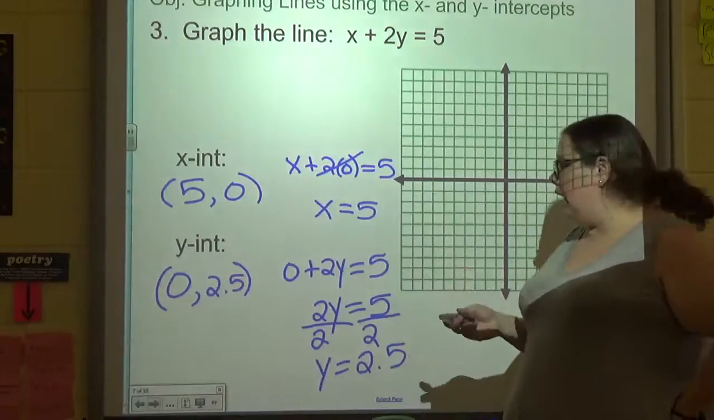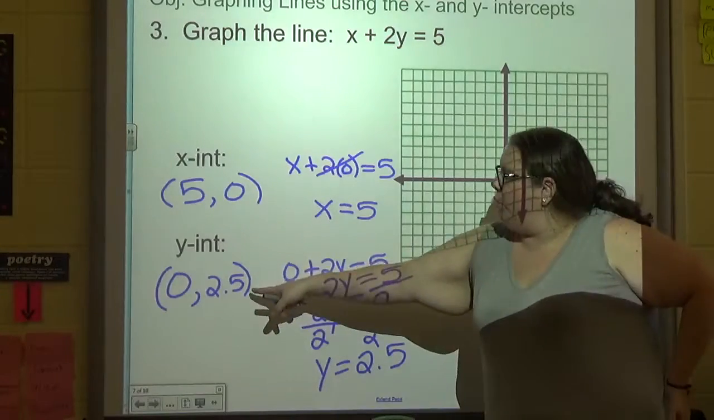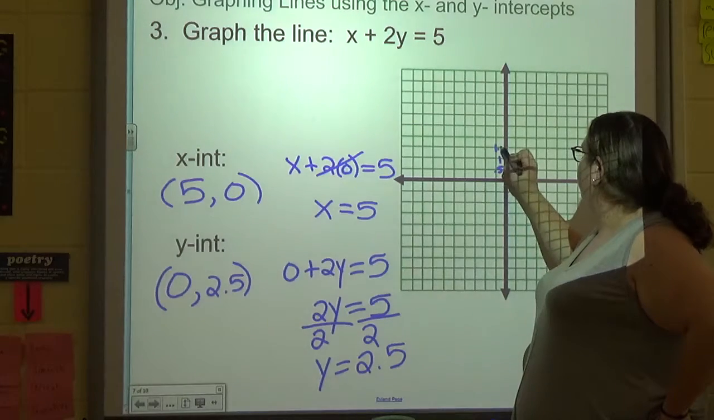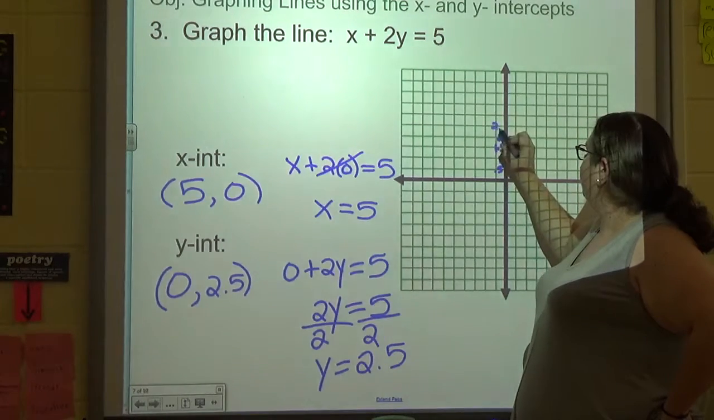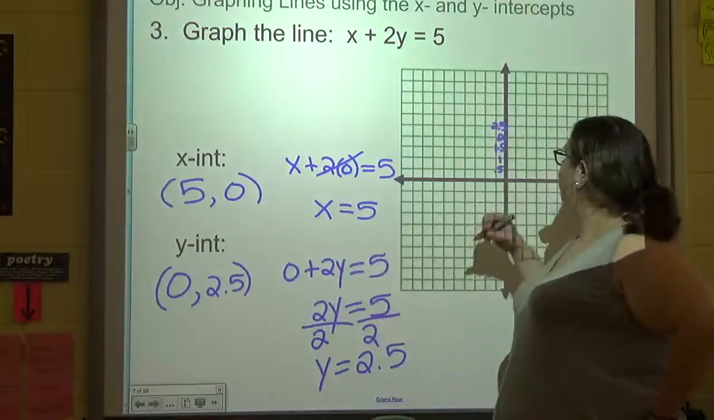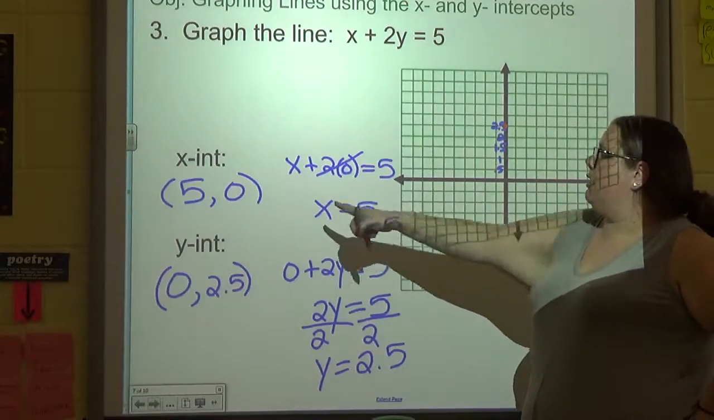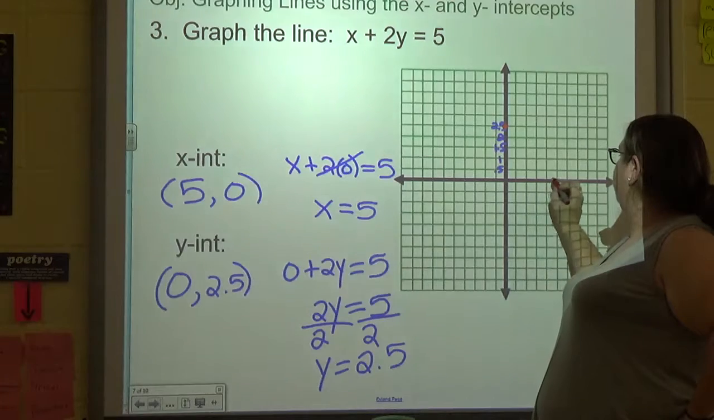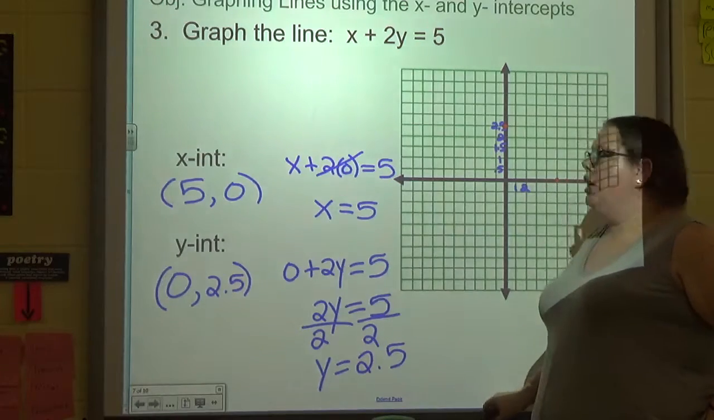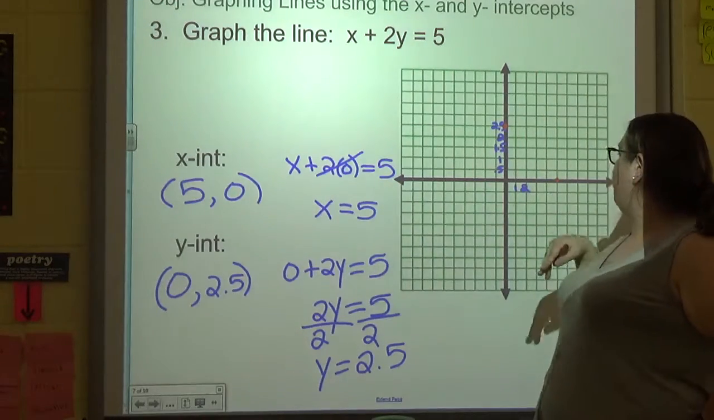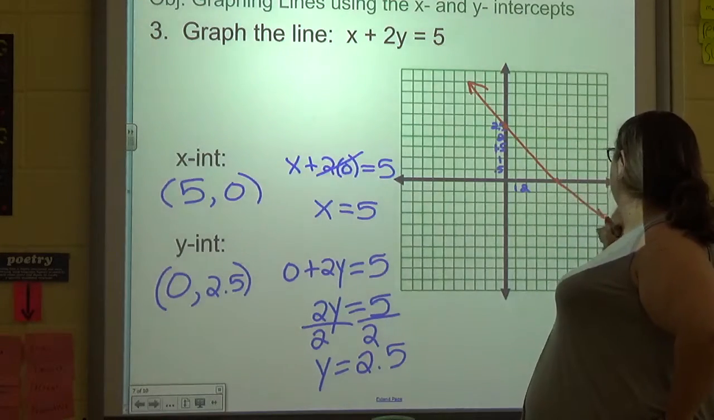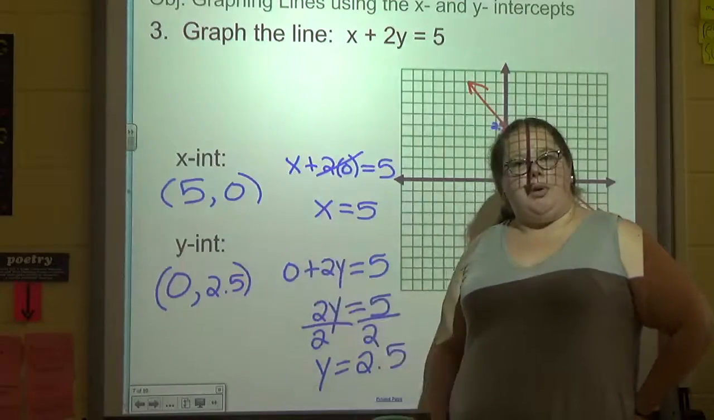Now just to show you the scaling, I'm going to scale this one. So I need my y's to go up by 0.5. So 0.5, 1, 1.5, 2, 2.5. Just to make it so that that's a nice number. So (0, 2.5), and (5, 0): 1, 2, 3, 4, 5. And when you scale, make sure you put like a 1, 2, so it's clear that this one's going up by 0.5 and this one's going up by 1 and 2. Connect my dots. And there's my line. And we are all set.